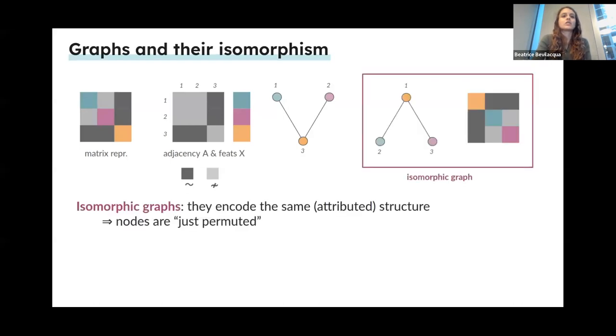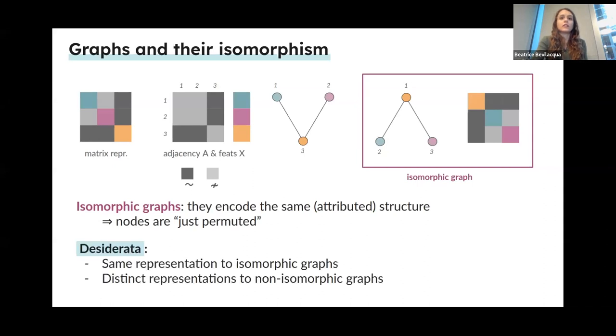We say that two graphs are isomorphic if there exists an adjacency preserving bijection between the two, which in practice means that we will have different matrix representations for graphs that are isomorphic. This means that our desiderata become giving the same representation to isomorphic graphs, as they indeed encode the same structures, and distinct representations to graphs that are non-isomorphic, as we want to potentially disambiguate them.